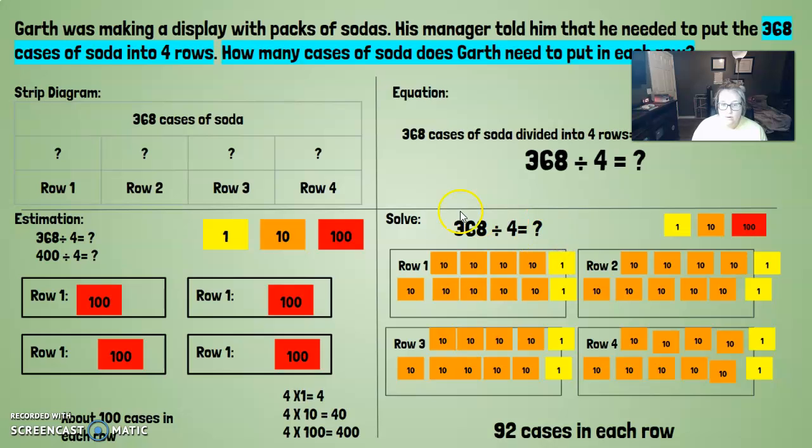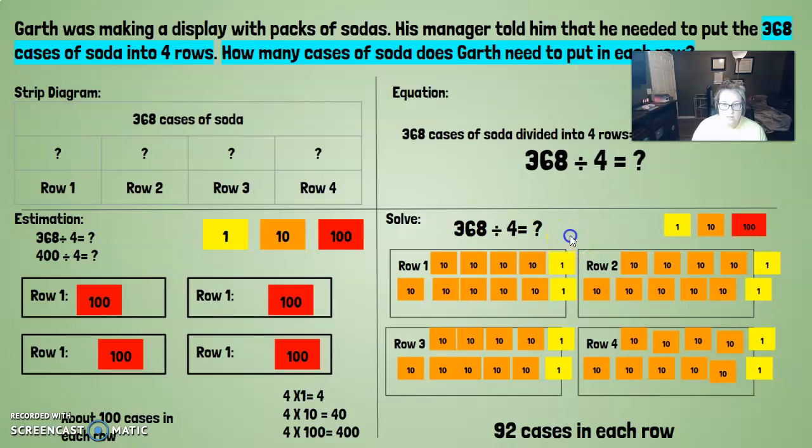Now remember, the whole reason that I do estimation is to make sure my answer is reasonable. I said my estimate was going to be about 100 in each row, and my answer was 92 in each row. Well, 100 and 92 are pretty close together, so I know my answer is reasonable.